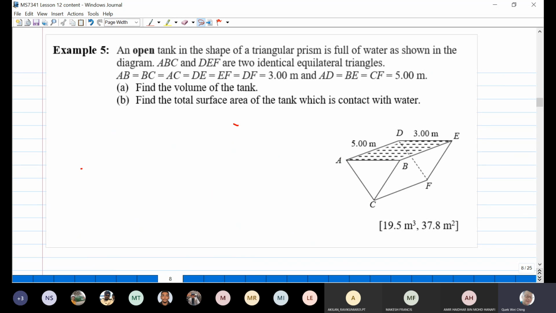Okay, yeah. So remember, this is an open tank, so the top has no area, no surface. I want to find the total surface area in contact with water. The keyword is in contact with water. Since the top has no surface, the top has no contact with water. So there are only four surfaces here.